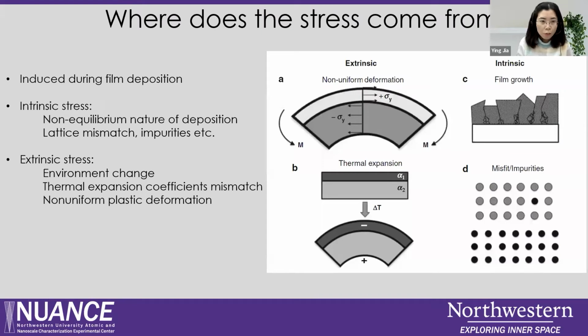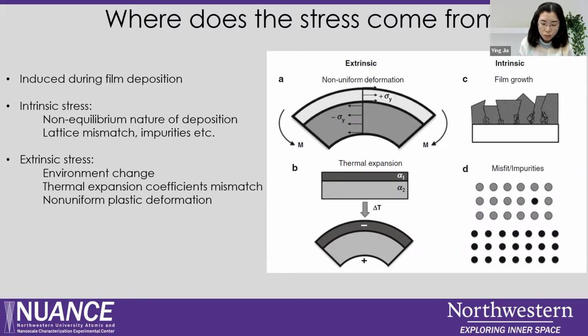So where does it come from? The quick answer is it's induced during the film deposition. There are 2 categories: one is intrinsic, one is extrinsic. Intrinsic stress mostly happens during the deposition, and it's related to the non-equilibrium nature of the deposition. For example, in CVD, a chemical vapor deposition process, atoms arrive at the substrate, accumulate and grow the film.